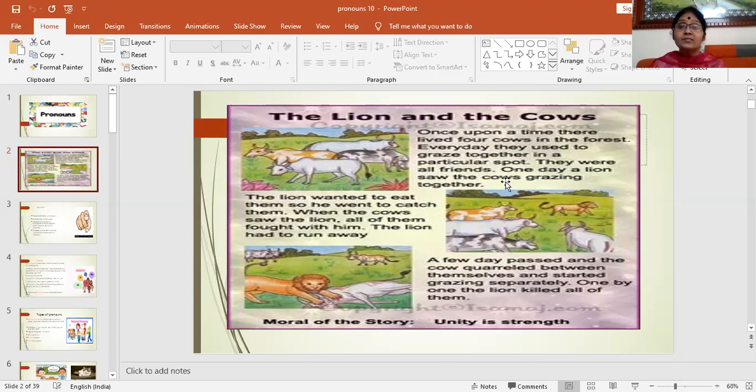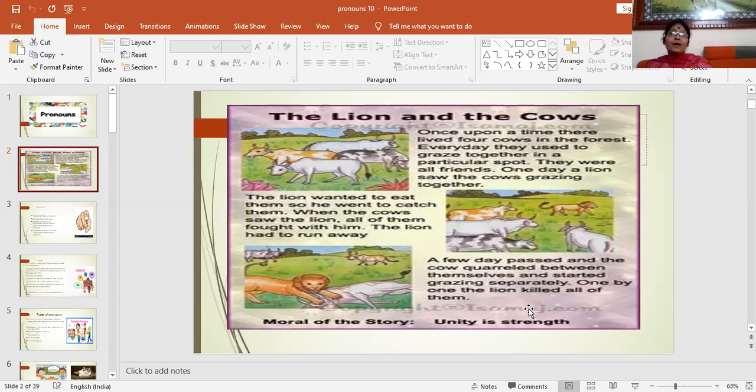One day, a lion saw the cows grazing together. The lion wanted to eat the 4 cows. So he went to catch the 4 cows. When the cows saw the lion, all the 4 cows fought with the lion. The lion had to run away. A few days passed and the cows quarreled between the 4 of the cows and started grazing separately. One by one, the lion killed all of them.